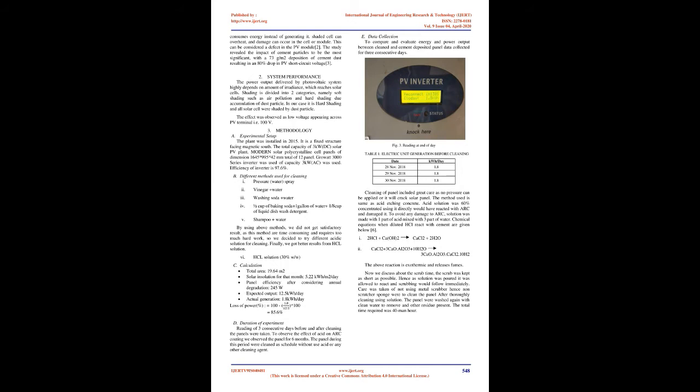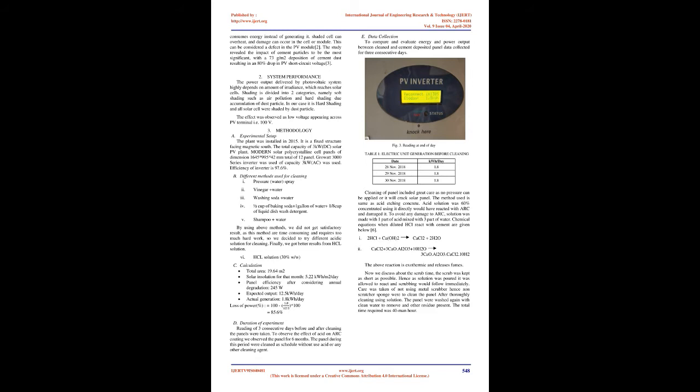The study revealed the impact of cement particles to be the most significant, with 73 g/m2 deposition of cement dust resulting in an 80% drop in PV short circuit voltage. 3.2. System performance. The power output delivered by a photovoltaic system highly depends on the amount of irradiance which reaches the solar cells. Shading is divided into 2 categories, namely soft shading such as air pollution, and hard shading due to accumulation of dust particles.